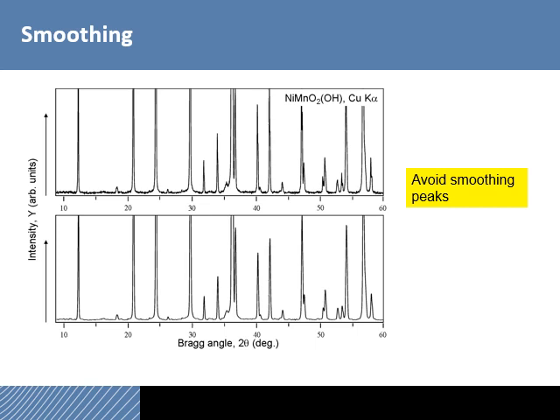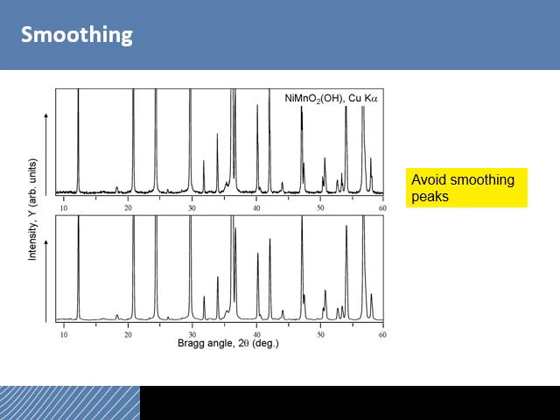Smoothing is something that I try to avoid. If you really need to get rid of the noise in the pattern and you want to make it look better, and by the way, in these 2 patterns, the background has actually been subtracted, right? That's not a real background, so somebody's removed it. Most of the software packages actually include some kind of a smoothing method, which is averaging over a certain number of points.